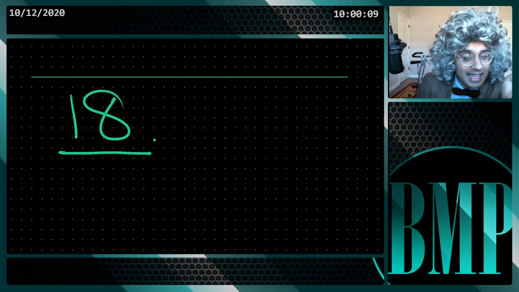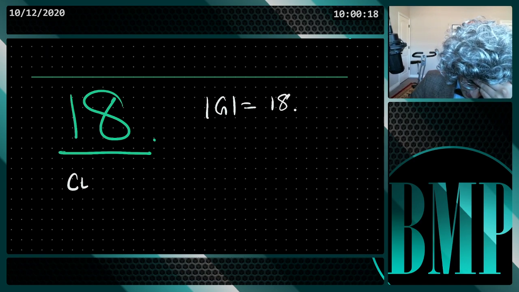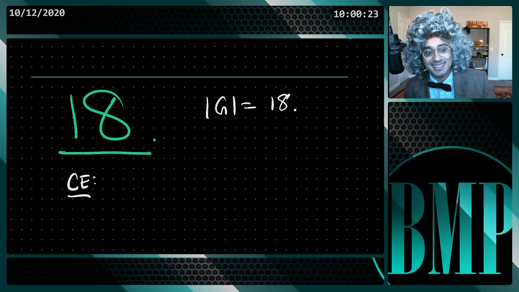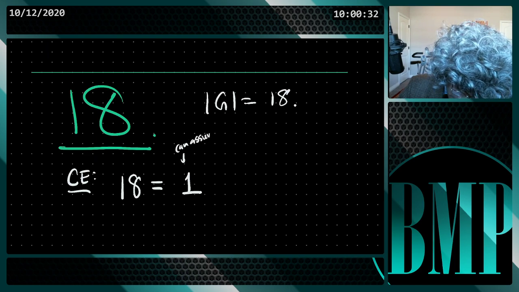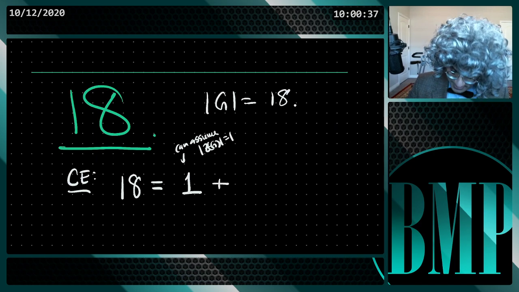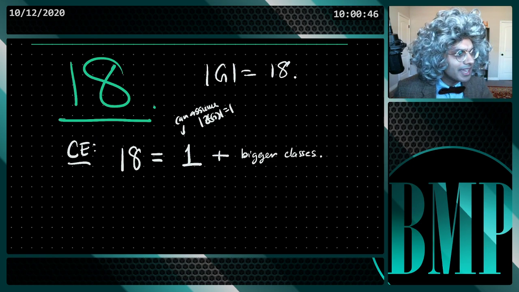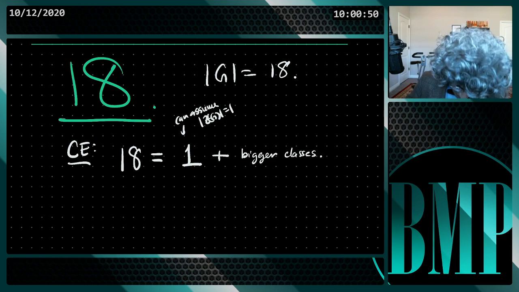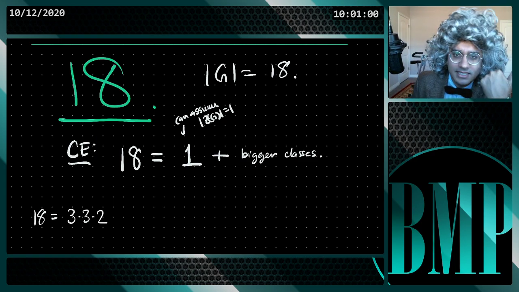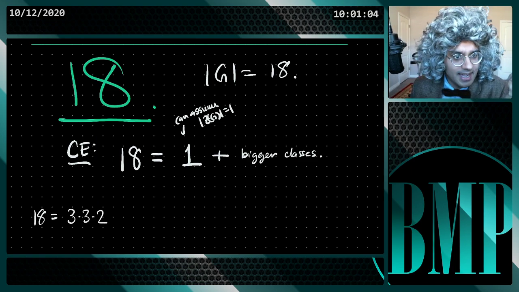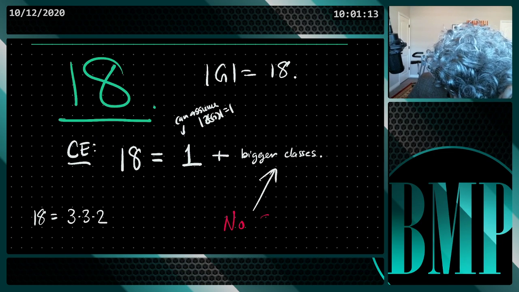Let's see what the class equation gives us. We have a group of size 18. The class equation says that 18 equals 1, we can assume, plus bigger orbits. Now, what can bigger classes be? 18 is 3 squared times 2. So the bigger classes have to divide 18: 2, 3, 6, 9, whatever. Okay, can't be 3. We can assume no 3s or 2s.